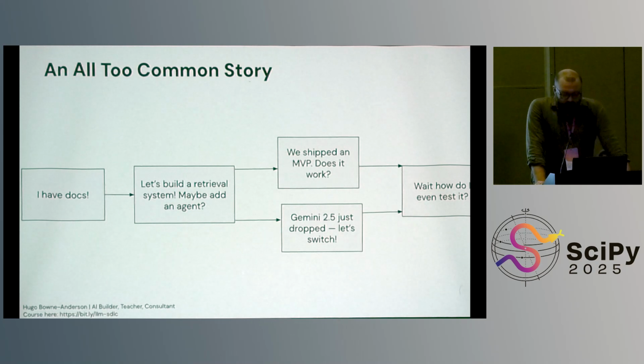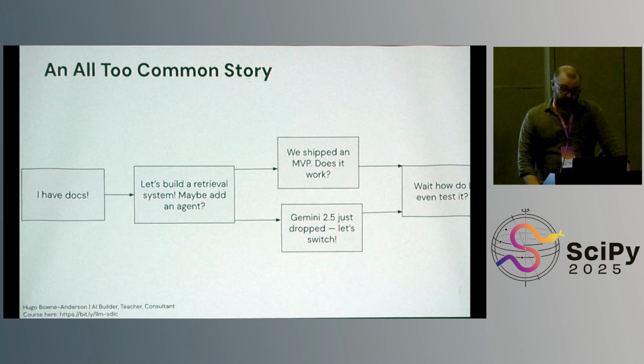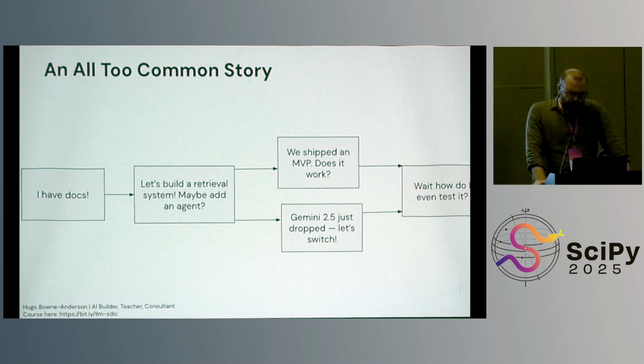So a lot of people say, let's build a retrieval system. Maybe, can we add an agent now as well? And then one of several things happens. A common thing that happens is they say, we shipped an MVP. And then they say, does it work? Or they say, Gemini 2.5 or Claude, whatever, just dropped. Let's switch it out and see if it performs better. And then they reach a point where they say, wait, how do I even test this thing?